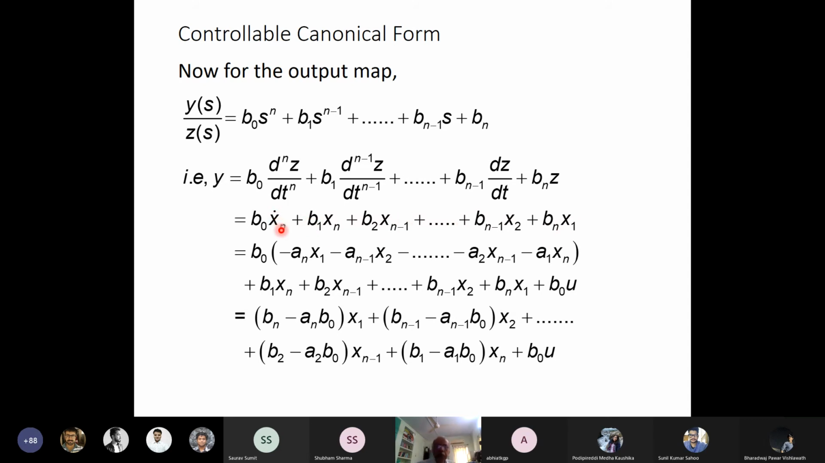Now this xn dot, I know the expression already from the state equations. So from the state equation, the xn dot expression is known to me, and I put this xn dot expression over here.